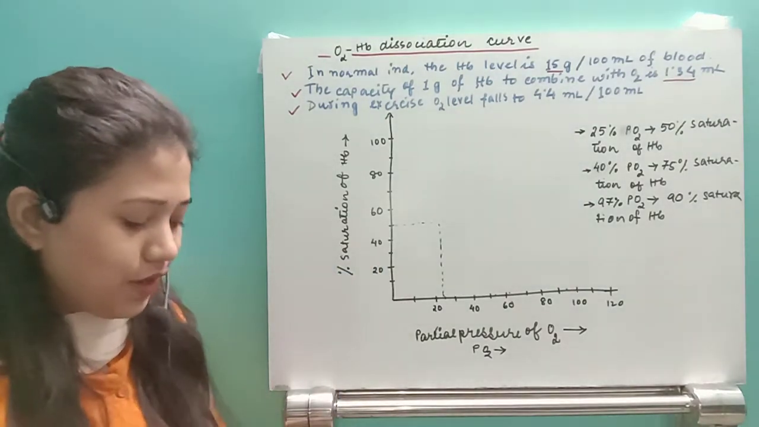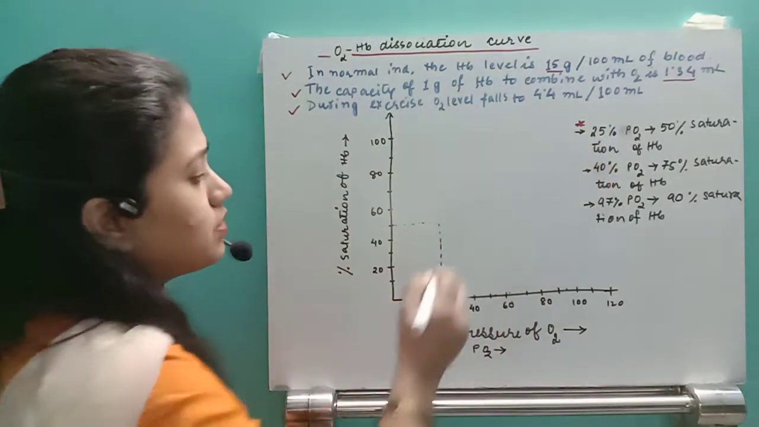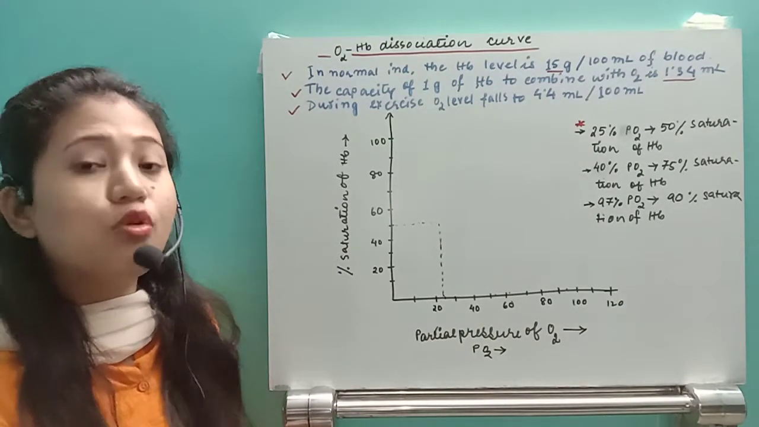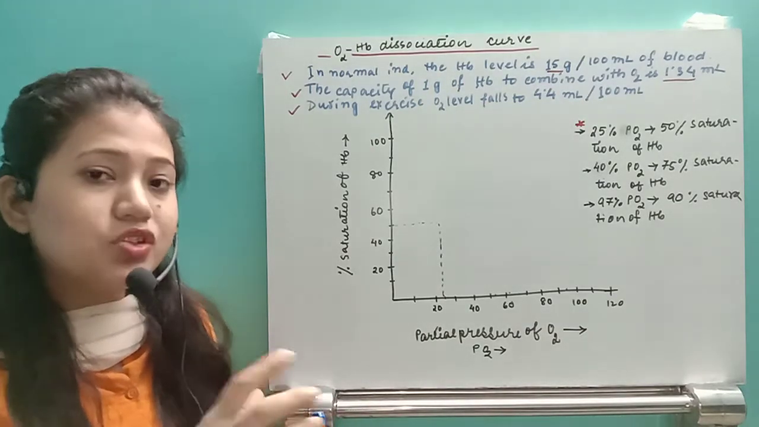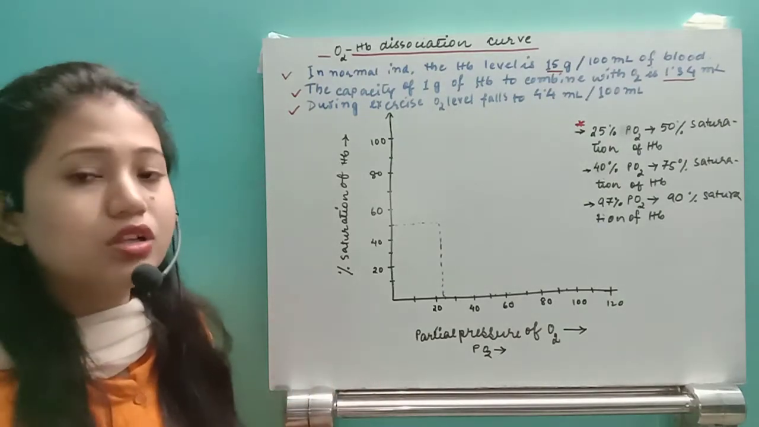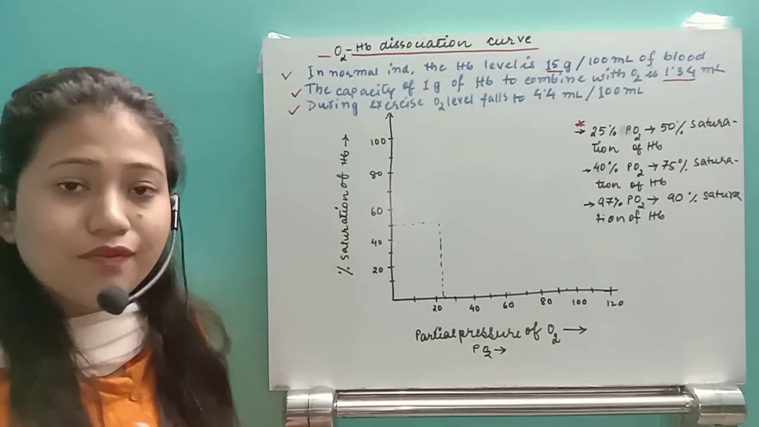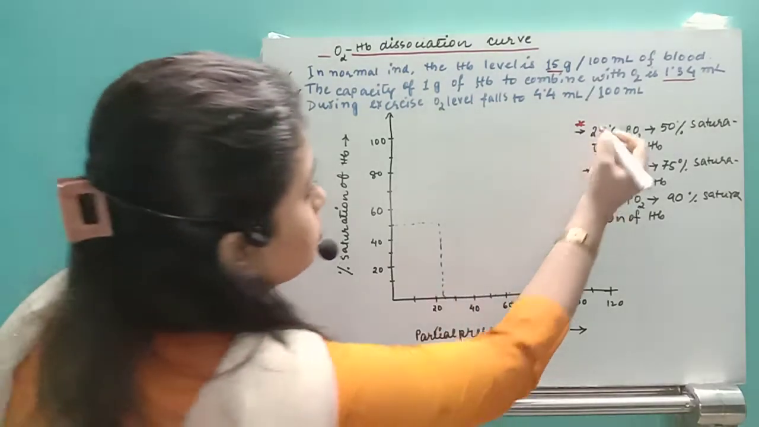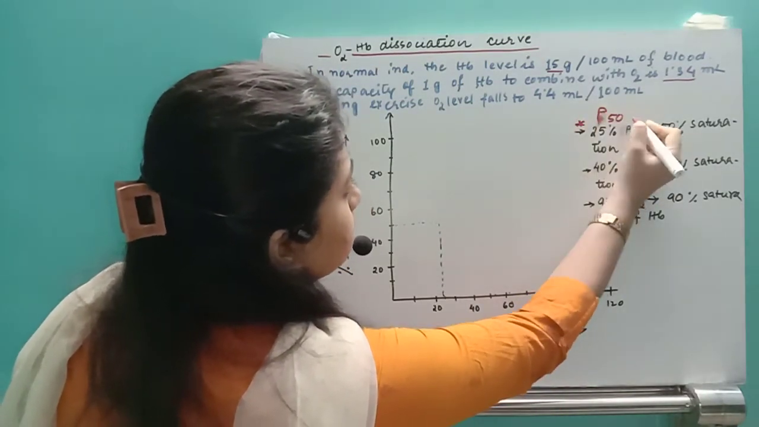This is very important. This is called the P50 value. So what is the P50 value? At one partial pressure, around 50% of hemoglobin is saturated. Suppose you have 100 molecules of hemoglobin. At 25% partial pressure of oxygen, around 50 molecules of hemoglobin in your body will bind with the oxygen molecule and form oxyhemoglobin. That is called the P50 value. So remember, this is called the P50 value.